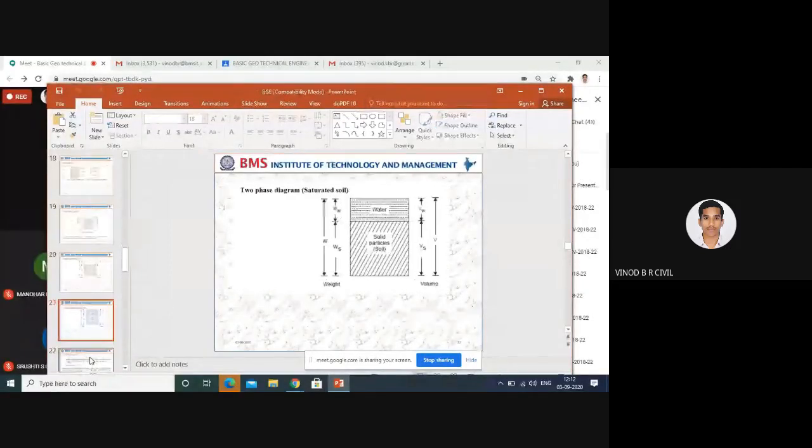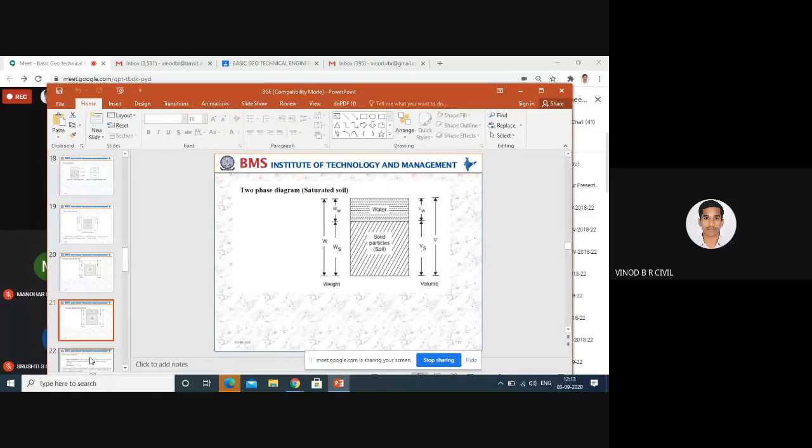Same, there is a two-phase diagram for saturated soil. Here we can expect a small amount of water. Here also it is a two-phase diagram. The best example is garden soil. In garden soil we can expect a small amount of moisture content. Here also on the left-hand side, that is Ws, the weight of soil. This soil is saturated soil, which means we can expect a small amount of water or moisture. Above that, the weight of water, Ww. Weight of soil plus weight of water, the combination of both, we call W, the weight.